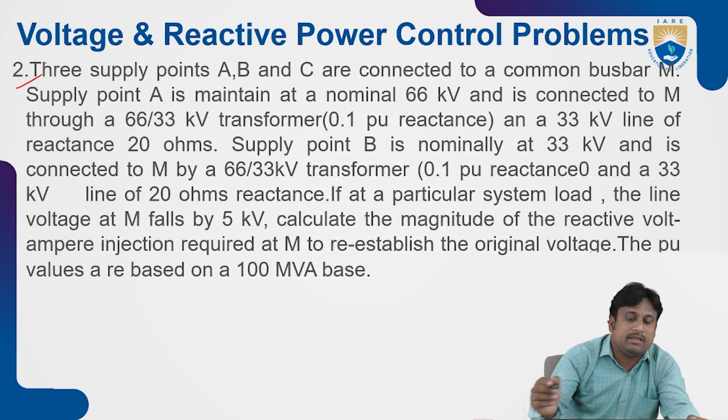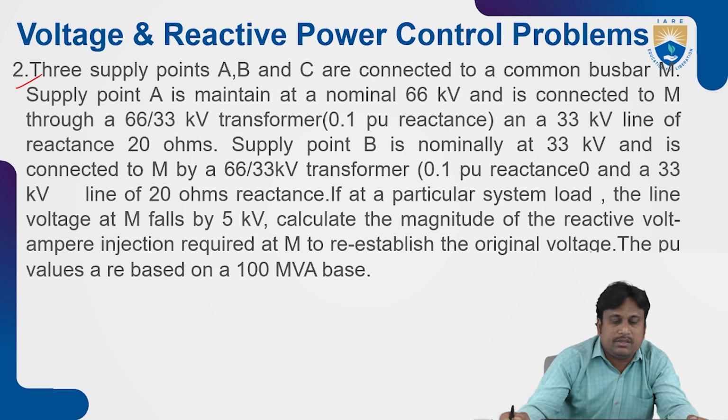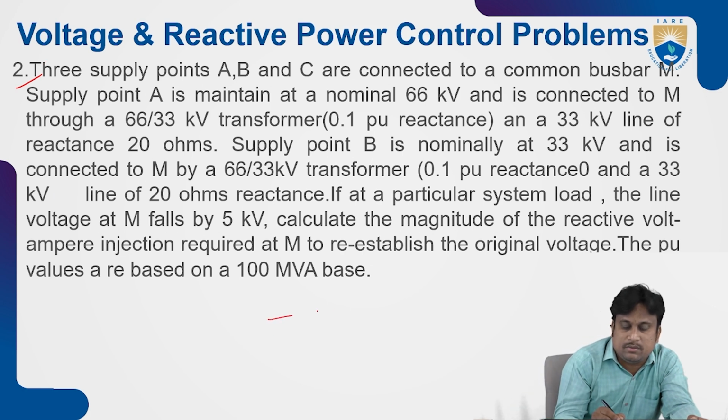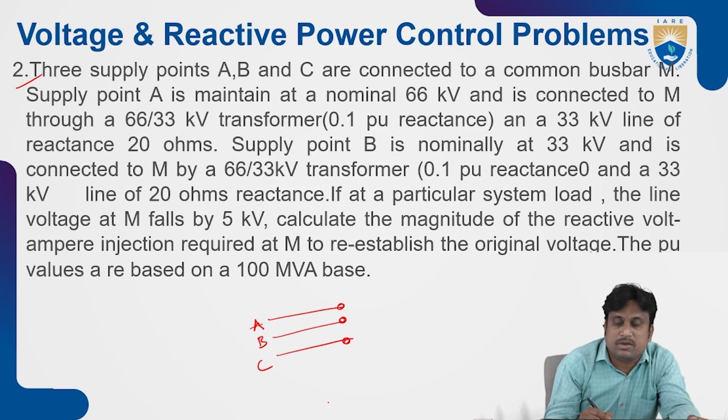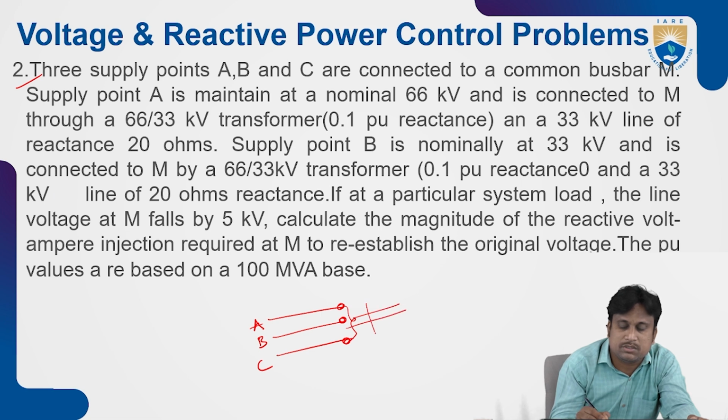The next problem is like this: there are three supply points A, B, C. They are connected to a common bus bar.